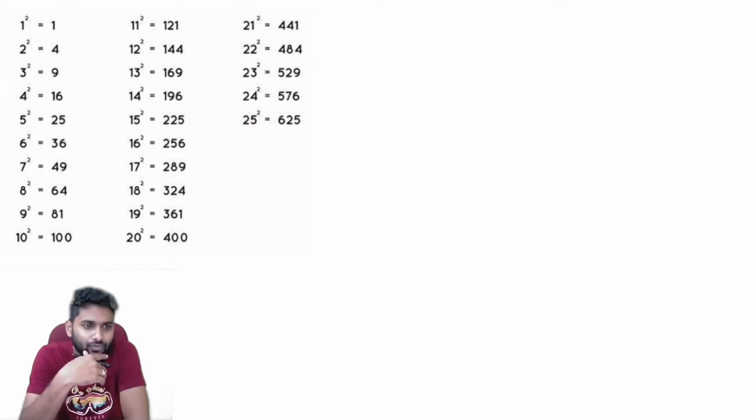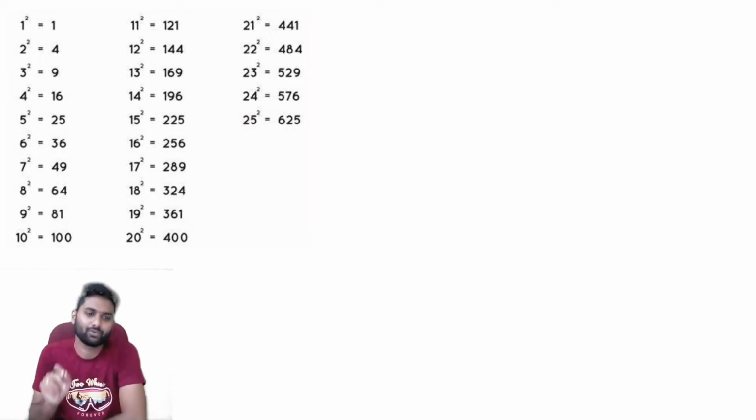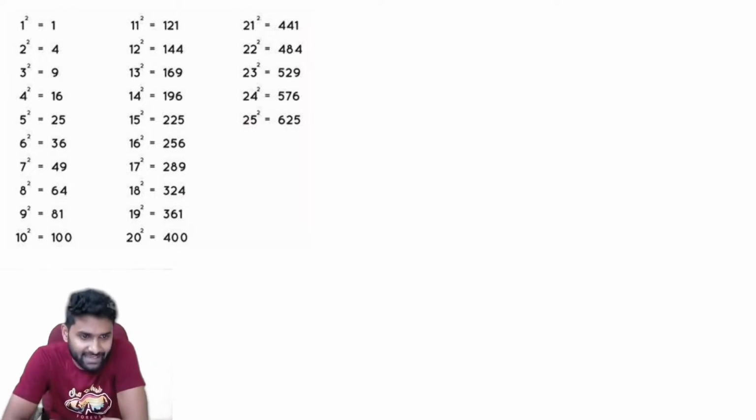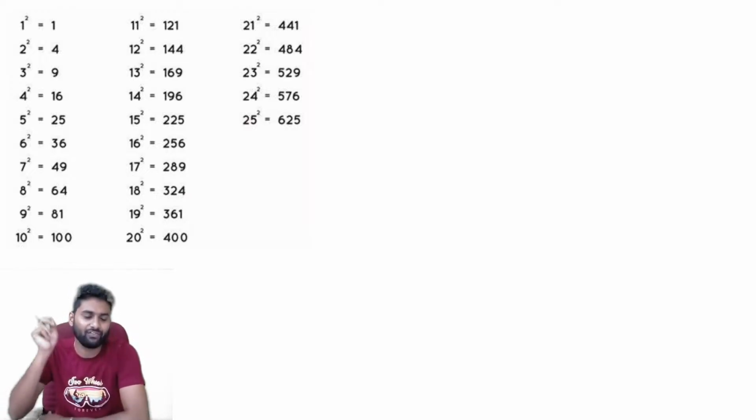1 square 1, 2 square 4, 3 square 9, 4 square 16, 5 square 25, 6 square 36, 7 square 49, 8 square 64, 9 square 81, 10 square 100, 11 square 121, 12 square 144, 13 square 169, 14 square 196, 15 square 225, 16 square 256, 17 square 289, 18 square 324, 19 square 361, 20 square 400, 21 square 441, 22 square 484, 23 square 529, 24 square 576, and 25 square exactly equal to 625.